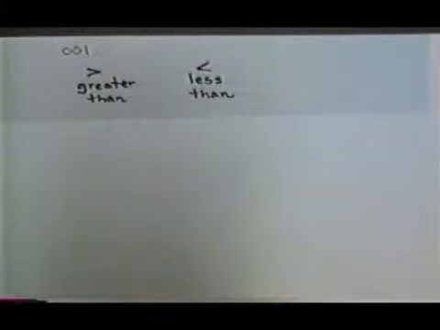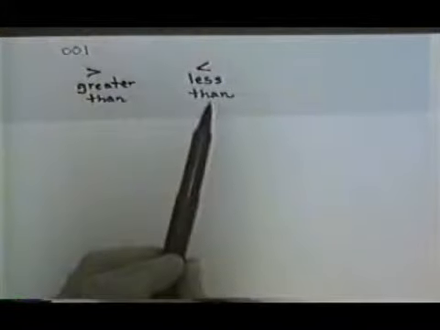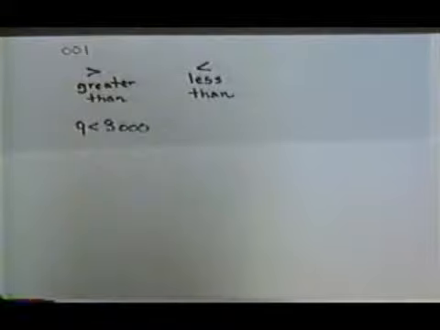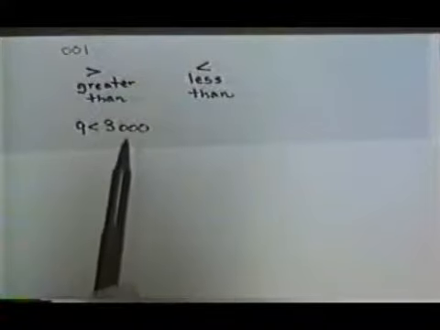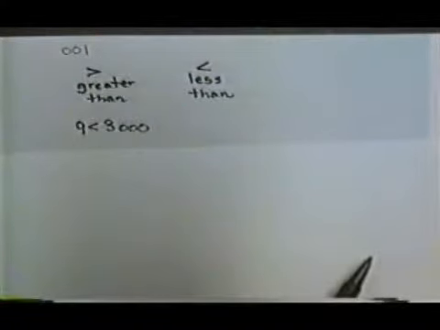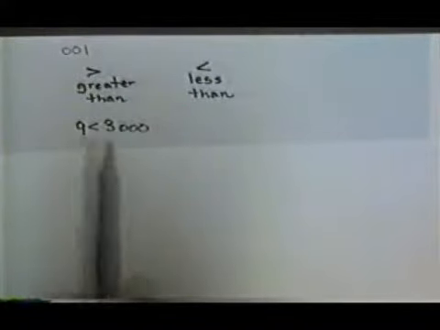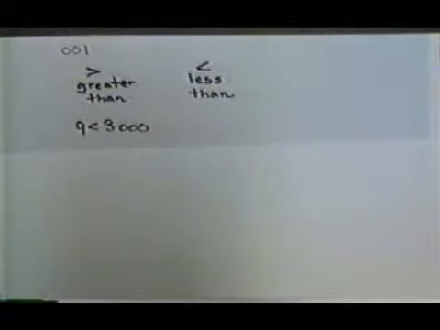Here are symbols again, the greater than symbol, the less than symbol, and then we can say 9 is less than 3,000. The reason 9 is less than 3,000, if we think about our number line, is 9's to the left on the number line, 3,000 to the right. The bigger numbers are the ones farther to the right. 3,000 is to the right of 9. So 9 is smaller than 3,000.